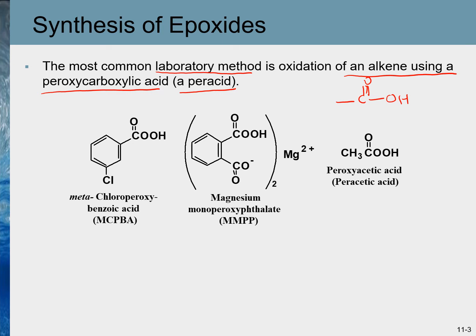In a percarboxylic acid, or peroxycarboxylic acid, we have one additional oxygen atom. So instead of just the hydroxyl group, in peroxycarboxylic acid we have an oxygen in the middle of the hydroxyl group. This functional group is known as the peroxycarboxylic acid functional group, or peroxycarboxyl group.